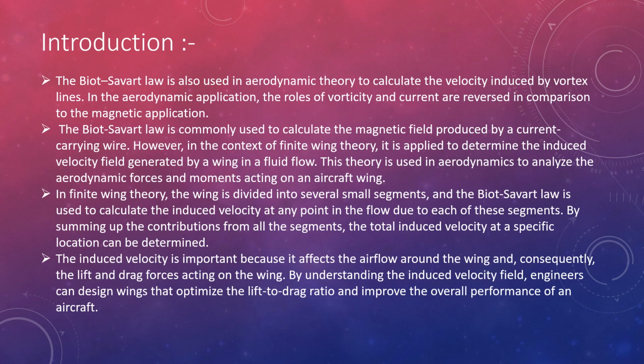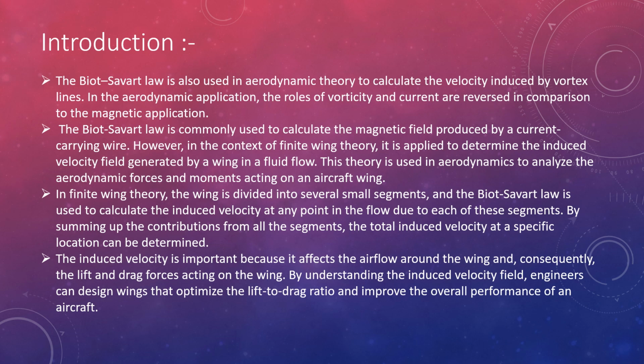The Biot-Savart Law is also used in aerodynamic theory to calculate velocity induced by vortex lines. The role of vorticity and current area are reversed in comparison to magnetic application. The Biot-Savart Law is commonly used to calculate the magnetic field produced by a current carrying wire.